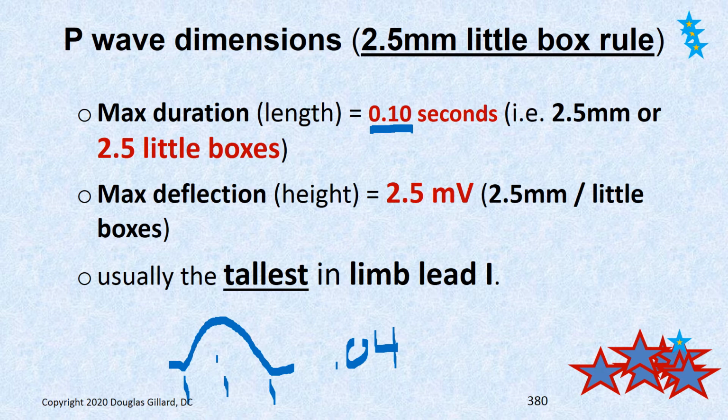The height can also never be more than 2.5 little boxes high. And that's really easy, right? 2.5 little boxes is the same as 2.5 millivolts. So hence, we get the 2.5 millimeter little box rule.